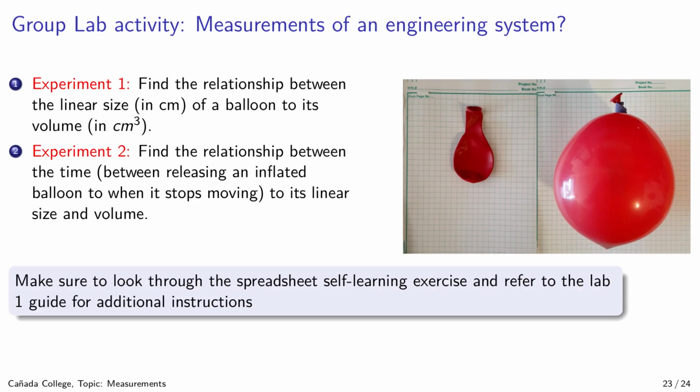In experiment 2, you're going to find a relationship between the time that a balloon moves once it's released after it has been inflated, and its linear size and volume. So the linear size and volume is what you calculated in the first step, and you're going to use that information and relate it to the time for which a balloon can move once you release it. All the information that you need for this hands-on activity is provided in the lab guide that is uploaded and available for you on Canvas.